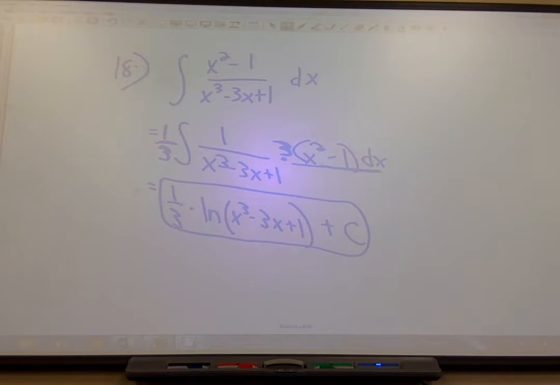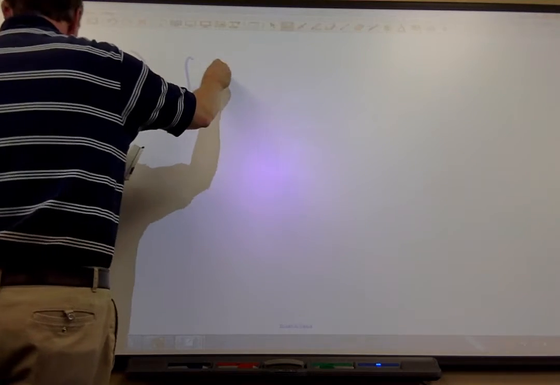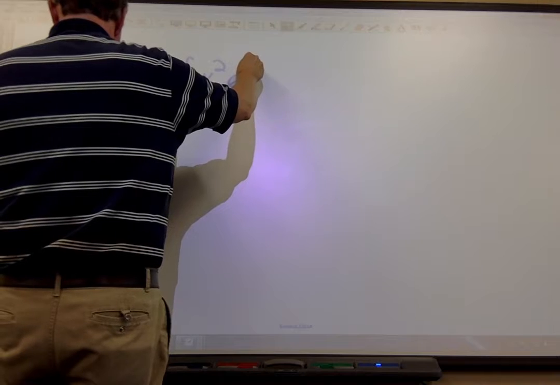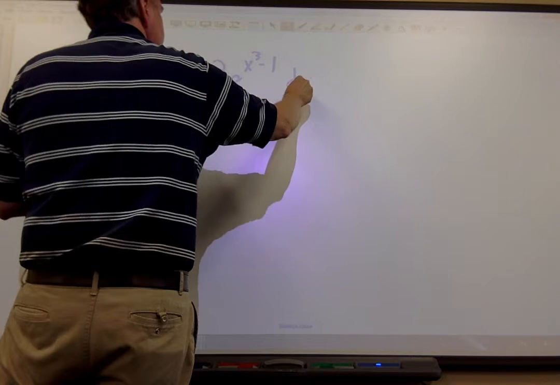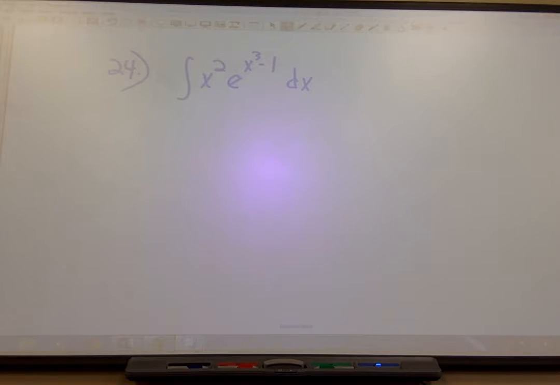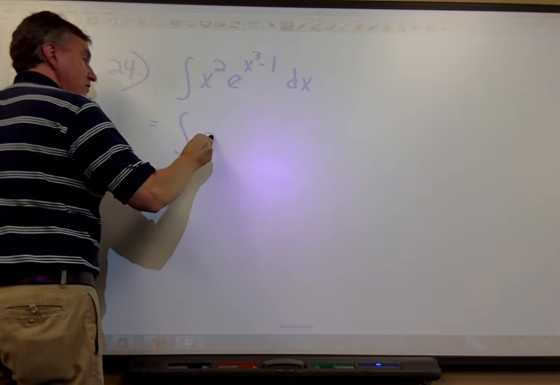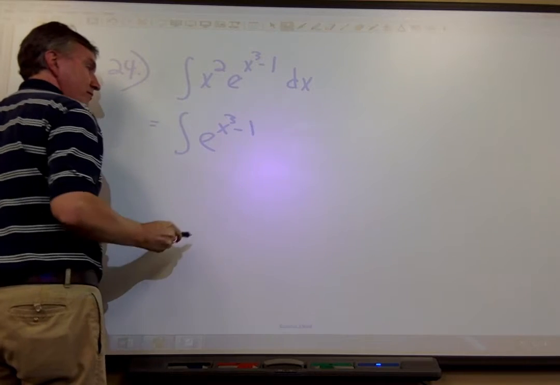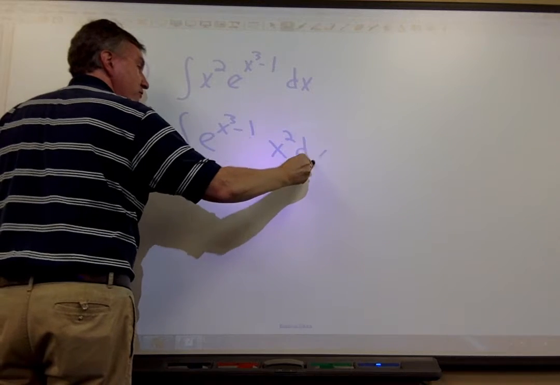Want to try another one like that? I like 24. It's another one before 30, right? 24 is good. x squared e to the, is it x cubed minus 1, dx. How would we rewrite that? The main function is this, isn't it? And what will I shift? x squared over with the dx.